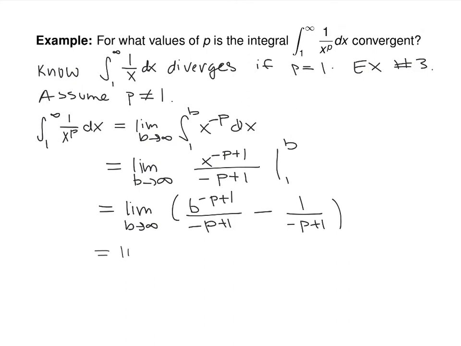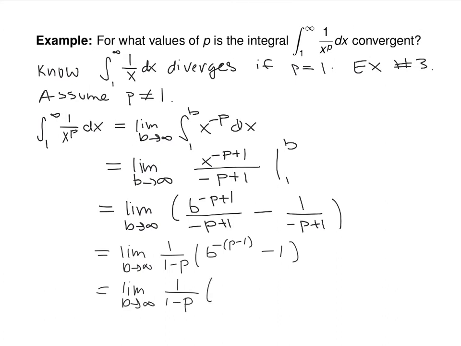Let's factor that out. Say the limit as b goes to infinity, 1 over 1 minus p times b to the negative parenthesis p minus 1, just taking out a negative sign, minus 1. Or putting the b thing in the denominator, that will look like this: limit as b goes to infinity, 1 over 1 minus p, times 1 over b to the p minus 1, minus 1. And let's just pause for a second and make sure you understand where that all came from.